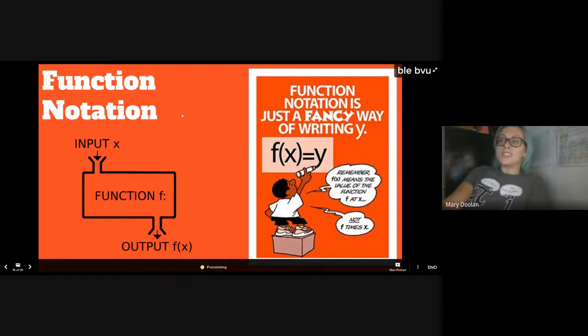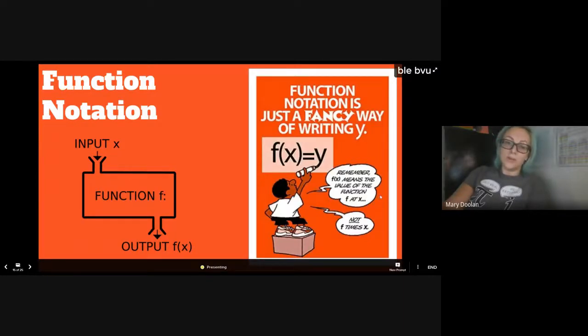Function notation is just a fancy way of writing y. Yeah, you can think of it like that. All right, f of x is y. Y is f of x. They're the same. f of x means the value of the function f at x and does not mean f multiplied by x, okay?